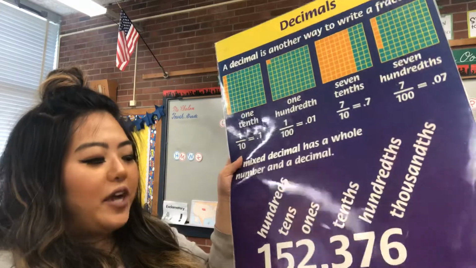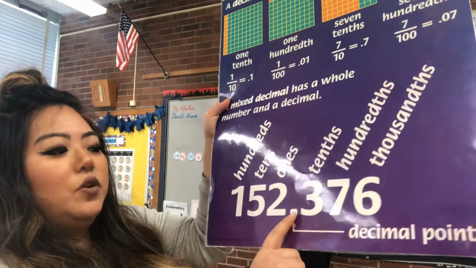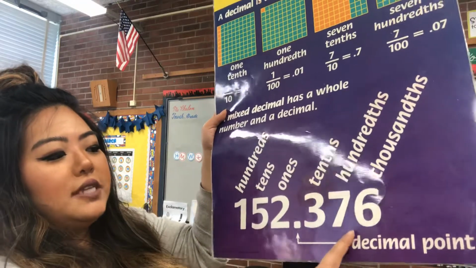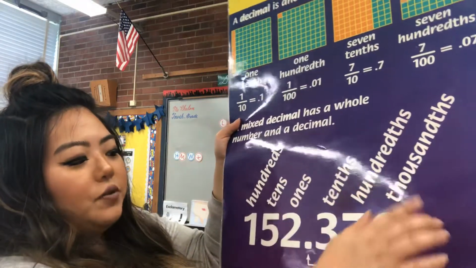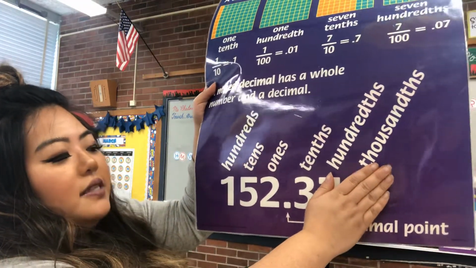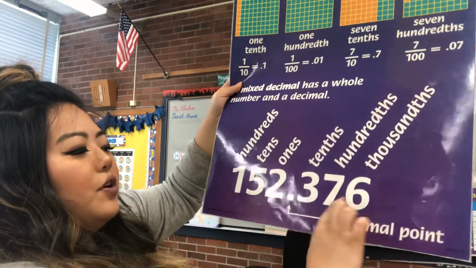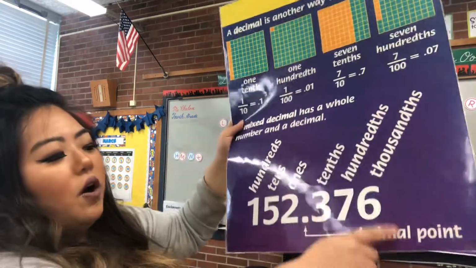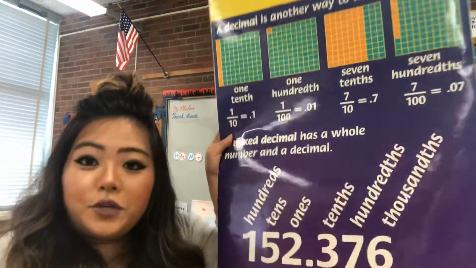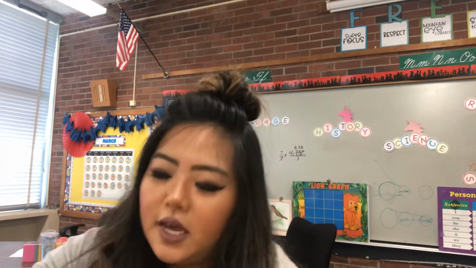If we saw this as a fraction, we would read it the exact same way, which is 152 and 376 thousandths, okay? If we just had this number right here, we would say 152 and 3/10. If we had this number, we would say 152 and 37 hundredths. But we have all three, so we're going to say 152 and 376 thousandths. Okay, so let's look at some of these again. But before I do, let me show you this.